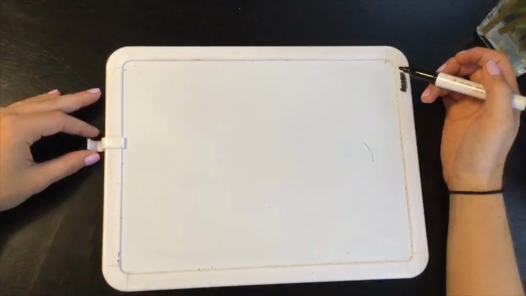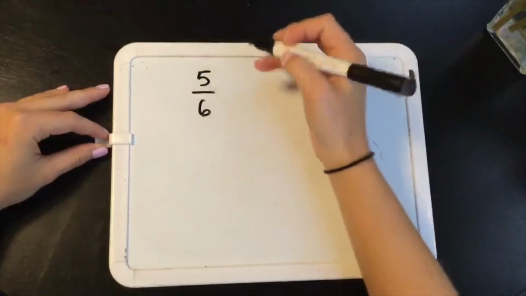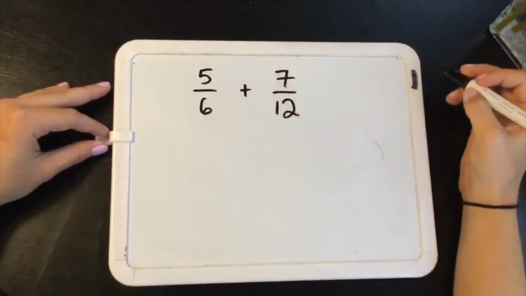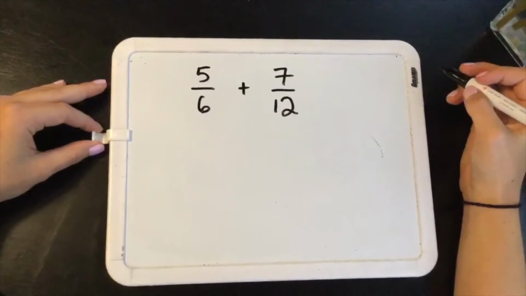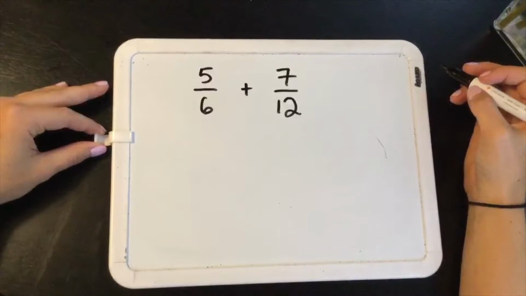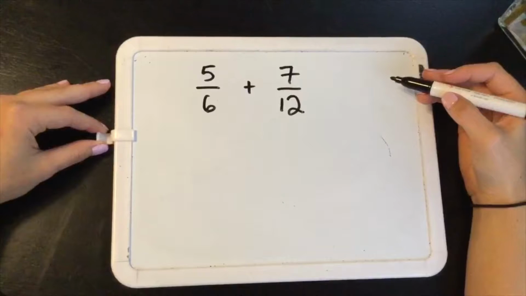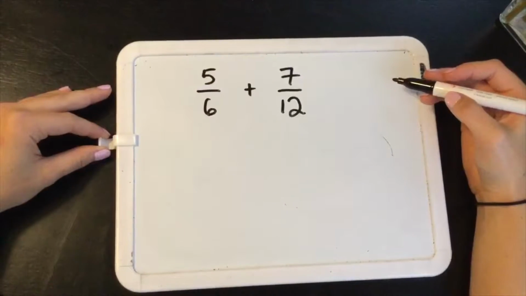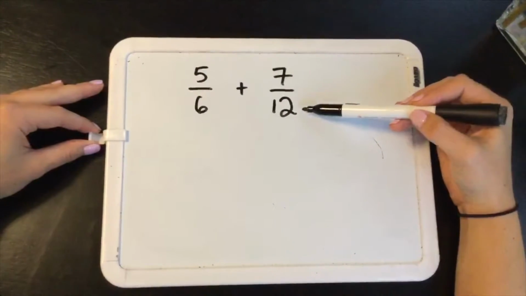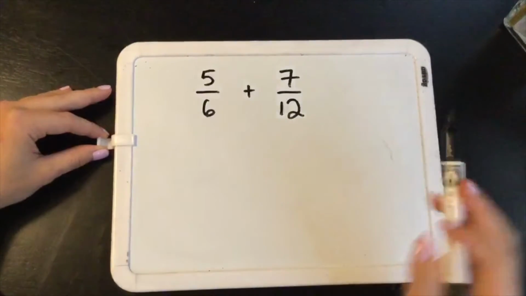Let's try one more example where the denominators are not the same. 5/6 plus 7/12. Now, we can't add these right now because 6 and 12 are not equal. We have to find the smallest number that is divisible by both 6 and 12. Now, in the last example, we just multiplied 7 and 4 together to get the least common denominator. But here, we have 6 and we have 12. 12 is already divisible by 6, so we're going to let 12 be the common denominator.